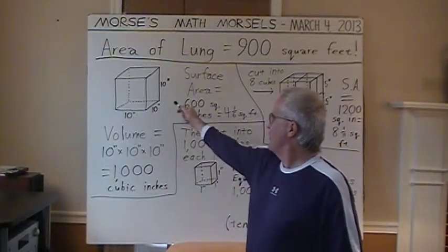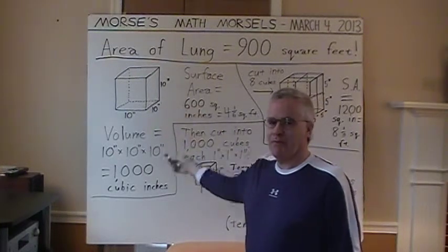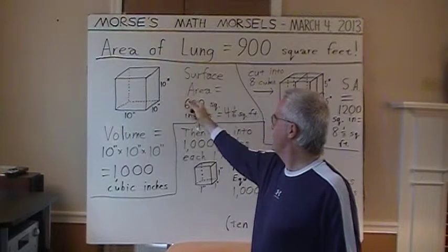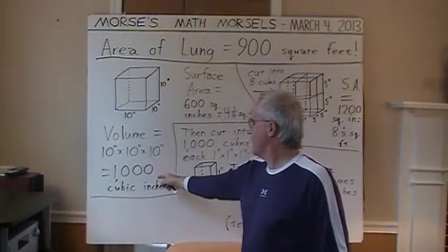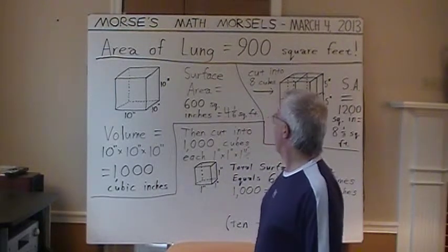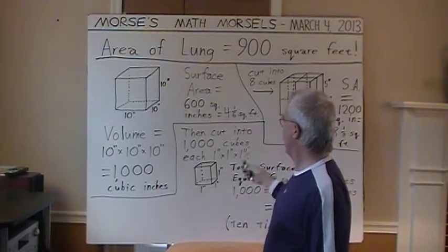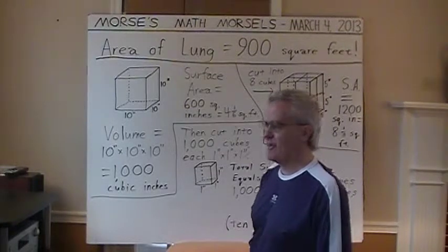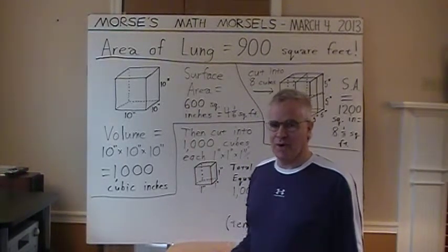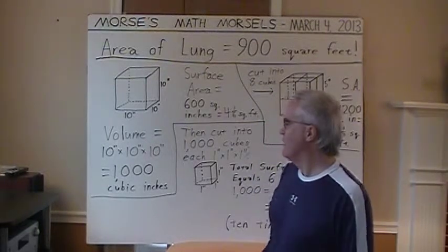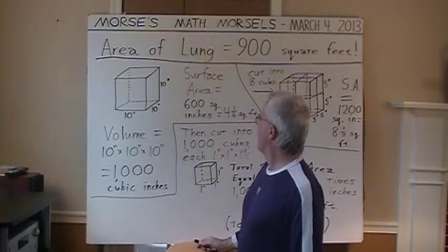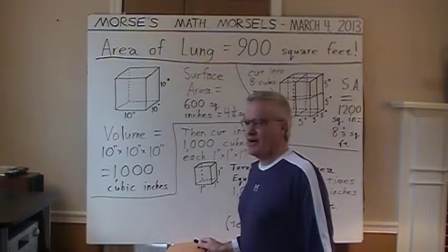Well, I'm going to pretend that the human lung takes up about as much space as a 10-inch by 10-inch by 10-inch cube, which has a volume of 1,000 cubic inches. And in all the ensuing activities with the cube, that volume will stay constant. I'll be cutting the cube into smaller and smaller cubes, but adding up all the volumes will still be 1,000 cubic inches. So the size of the cube stays the same.